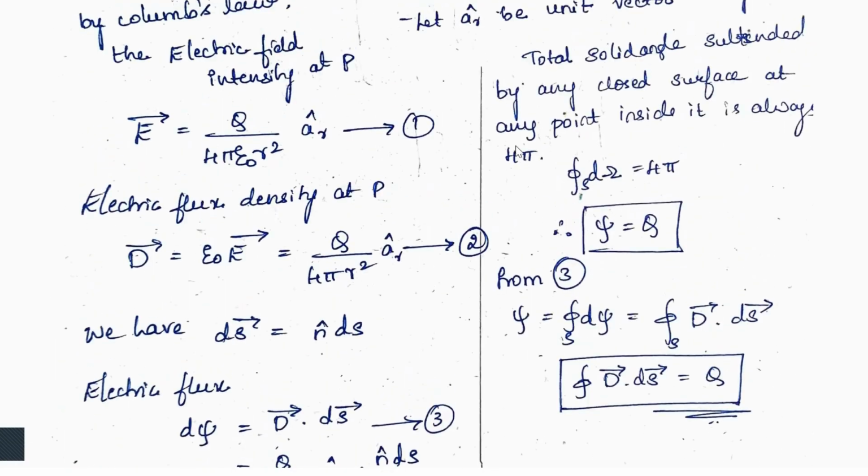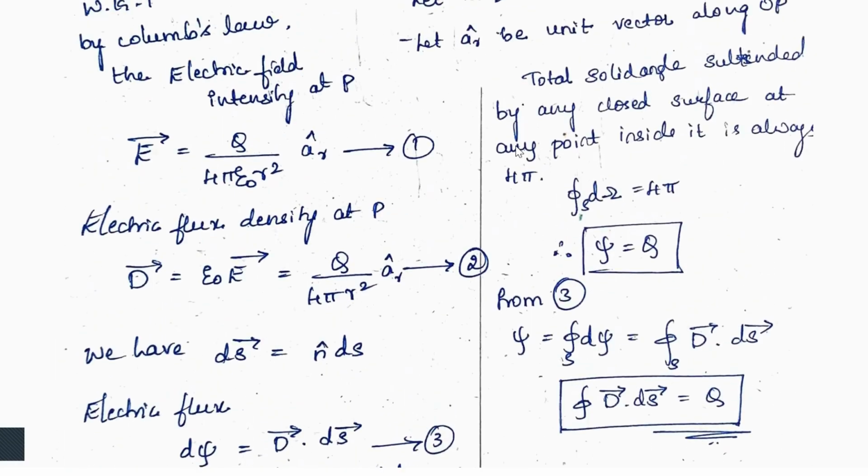Next, the total solid angle subtended by a closed surface at that point is given by the surface integral of d omega, which is always equal to 4 pi inside a closed area. So what we get is psi equal to Q. So psi is the surface integral of d psi, that is the surface integral of D vector dot dS vector. On replacing psi with Q, we get the Gauss law equation: the integral of D vector dot dS vector is equal to Q. This is all about Gauss law.